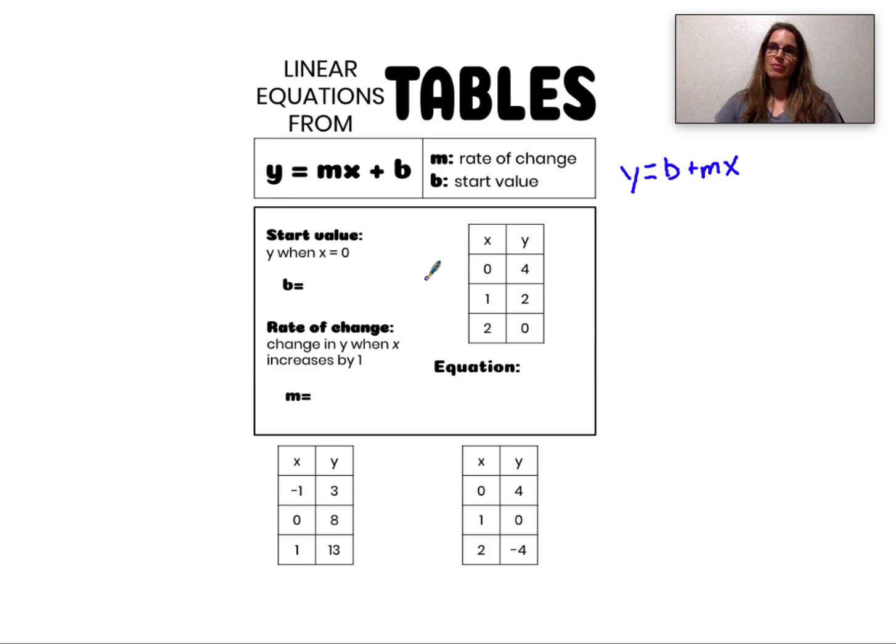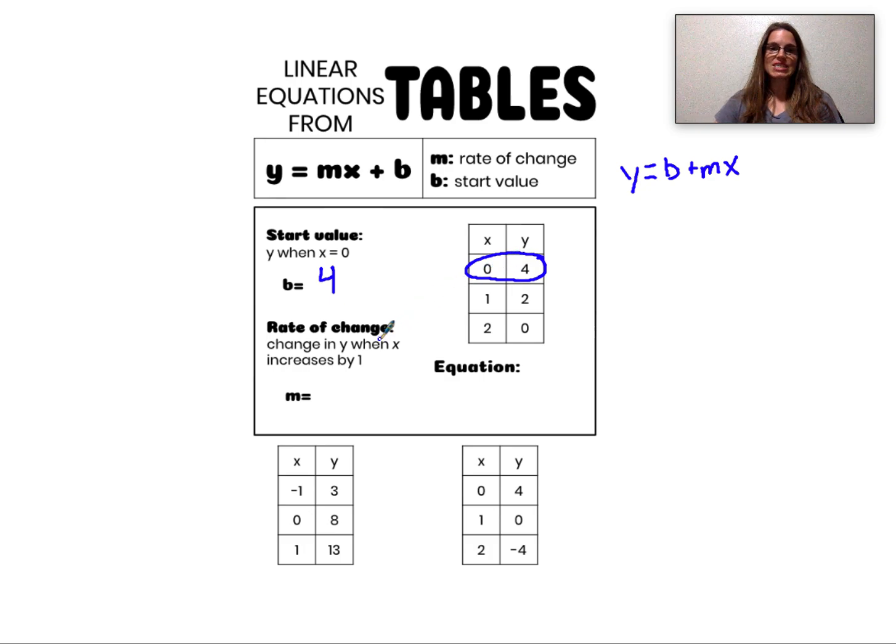When you're looking at the table, you need to find the start value b. The start value is the value of y when x is 0. In this table, the start value is found in this row. It is the value of y, 4, when x is 0. It's often the case that the start value is found in the first row of the table, but it's not always the case. So don't assume that the start value is found in the first row. Look for the row where x is 0. You'll find your start value there.